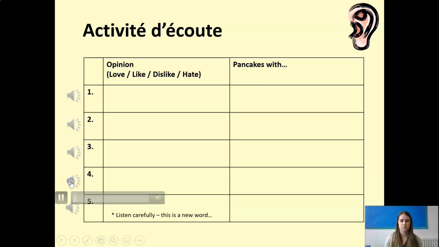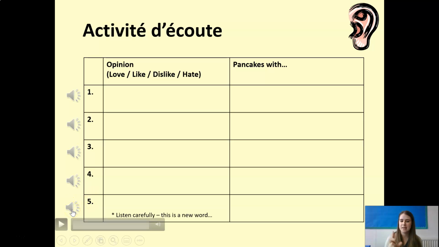Number 4. J'adore les crêpes avec le citron. Number 4 again. J'adore les crêpes avec le citron. Okay, pause the video if you need time.